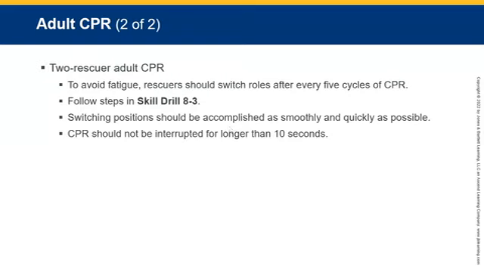We never want to interrupt for longer than 10 seconds to check for a pulse. After every 5 sets, or 5 cycles of CPR, we then check for a pulse. If there's no pulse, we continue with CPR. We try and shock again if we have an AED. Otherwise, we just continue the whole time with the CPR, keeping the blood moving forward.